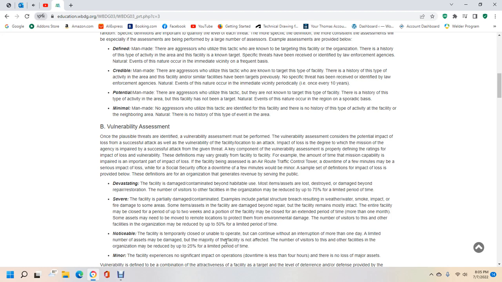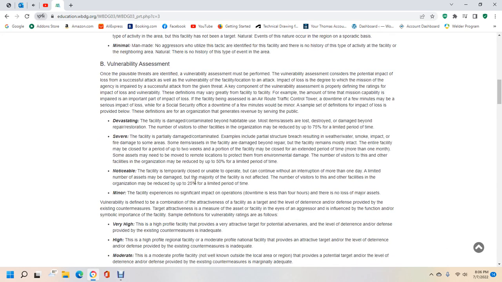The definition may be greatly related to the facility. For example, the time during which mission capabilities are impaired matters. For an air route traffic control tower, an amount of time, a few minutes, may seriously impact loss. For a social security office, downtime of a few minutes would be minor. So the definition of the impact of loss is provided below, but the definition depends on how the organization generates revenue serving the public.